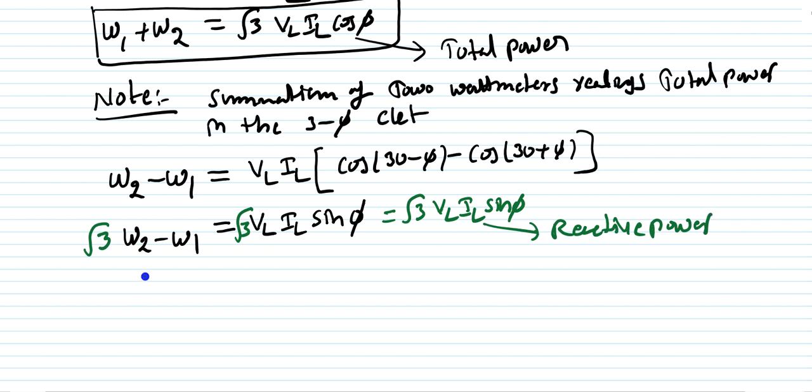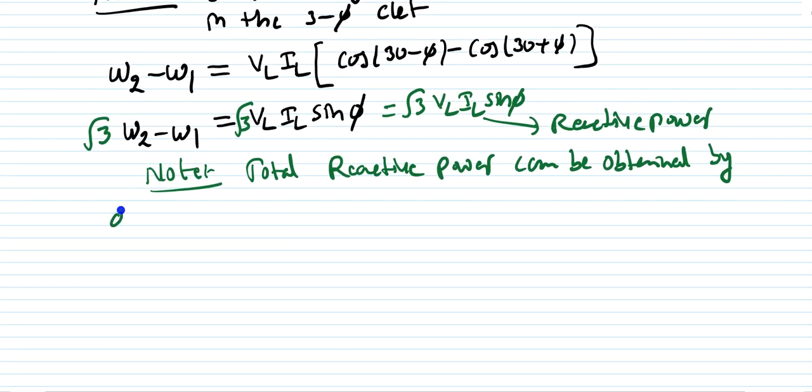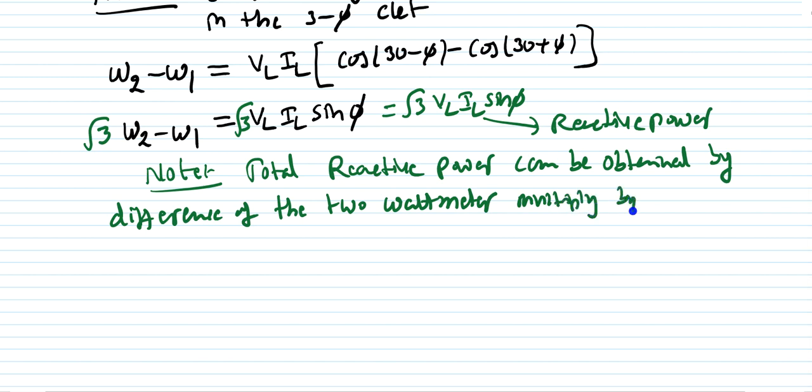So what is the observation we have made here? Note, if you take the difference of the two wattmeters and multiply by root 3, then you are going to get the total reactive power of the circuit. So that is the observation, another kind of observation we have found from this analysis.